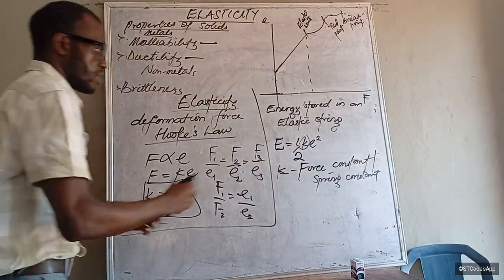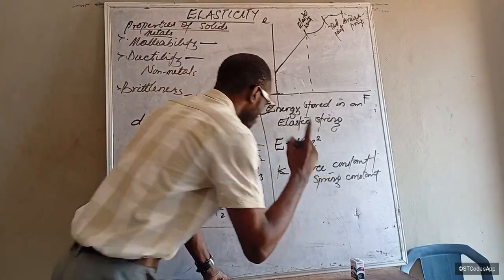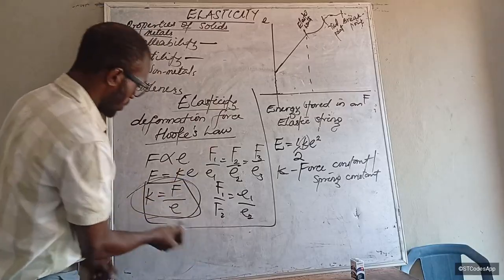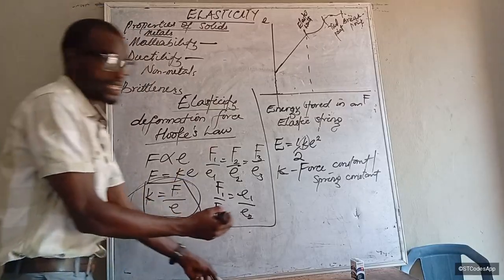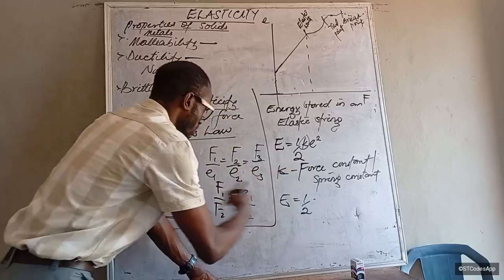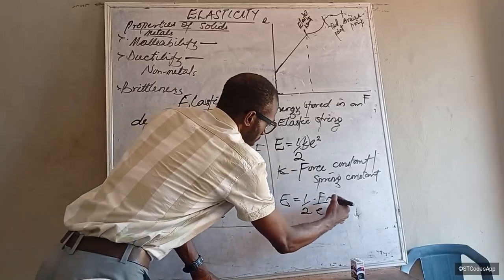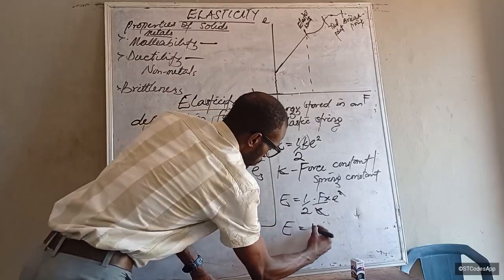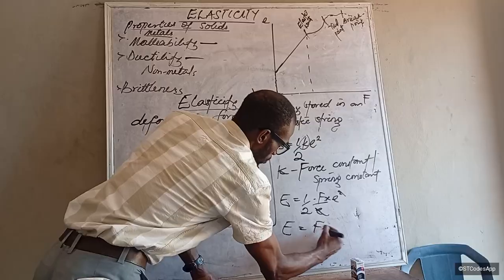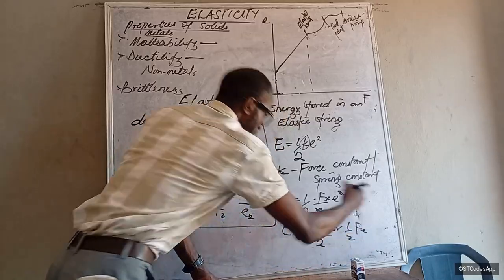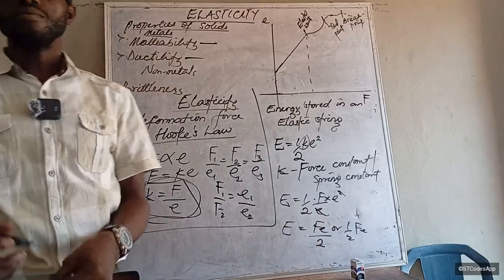So now we can generate an equation here. Recall that K is F over e, right? So E can become 1 over 2 times K, which is F over e, times e squared. This takes care of one. So E equals Fe over 2, or 1 over 2 Fe. Is it clear? Alright, put that down.